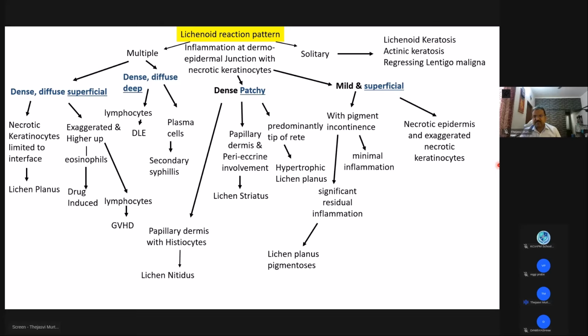If the inflammation is minimal, or you have to search for the inflammatory infiltrate, then it is ashy dermatosis. So with pigment incontinence, significant residual inflammation is lichen planus pigmentosus, and very minimal inflammation is ashy dermatosis. Then necrotic epidermis and exaggerated necrotic keratinocytes, you all know it is simple. It is erythema multiforme.